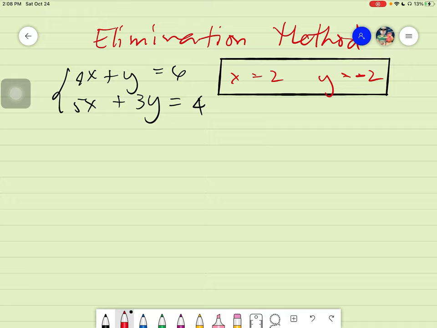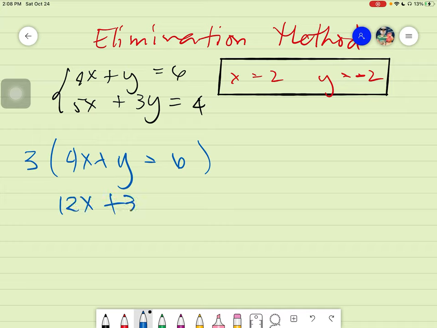So on the first one, you have 4x plus 2y is equal to 6. I will multiply this given by 3. And this will be 4 times 3 is 12x plus 3y is equal to 3 times 6, which is 18. Now we look at the given. Parehas sila. They are the same. They are both 3y already. But what did I do? Y to 3y, I need to multiply it by 3.